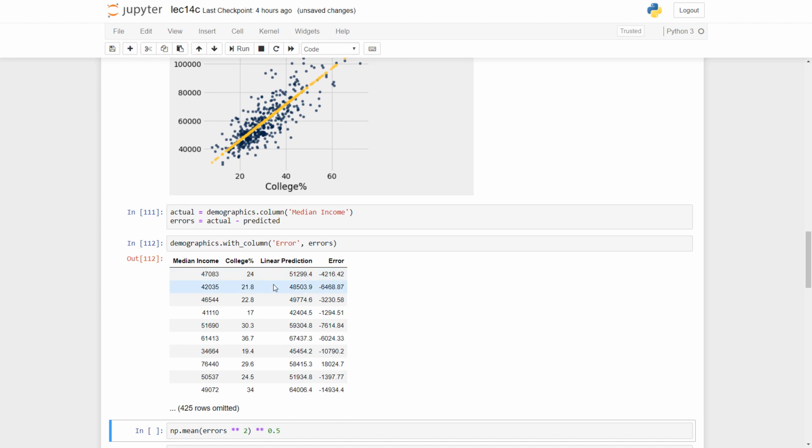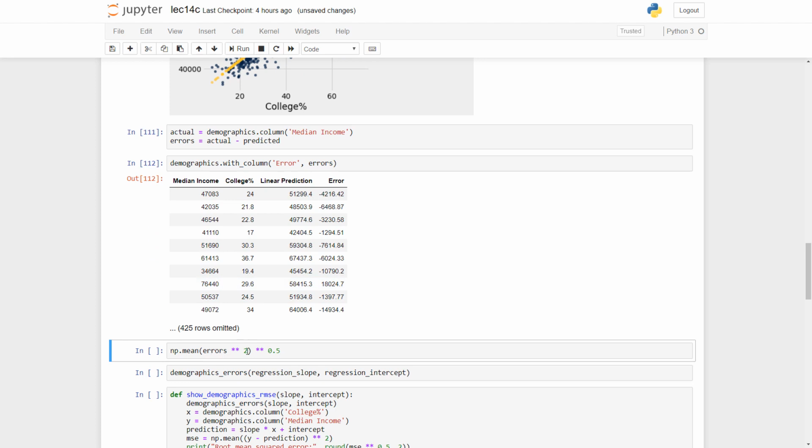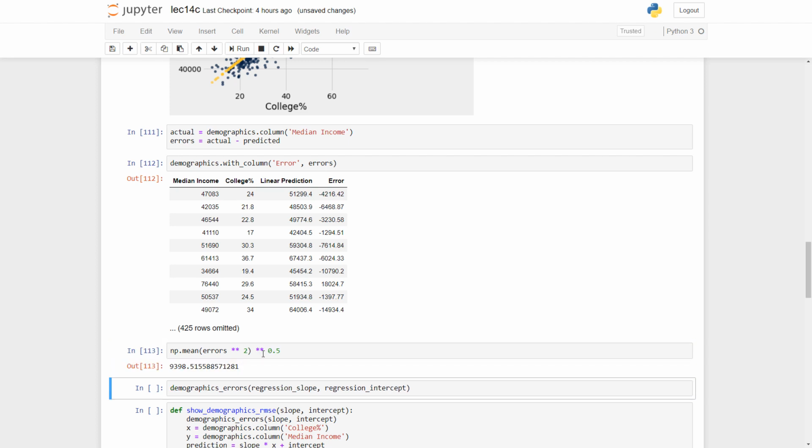Now, to compute the root mean square error, remember, we get the errors, we square them, we get the mean of the squares, and then we get the square root. So we'll have to square the errors, then get the mean, then compute the square root of the mean, and that will give us the root mean square error for that line, which is 9,398, as you will see here.